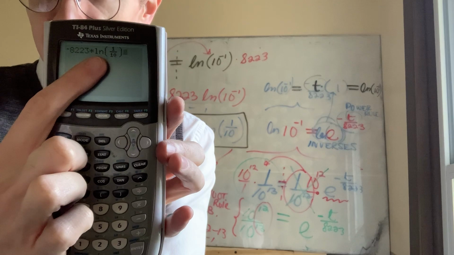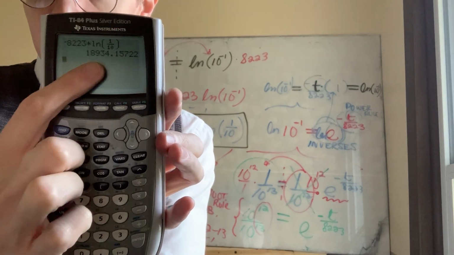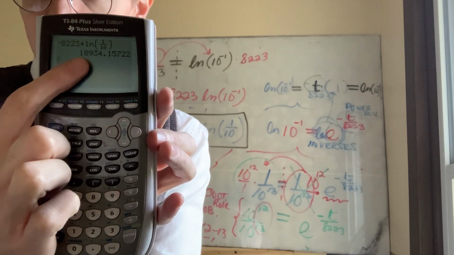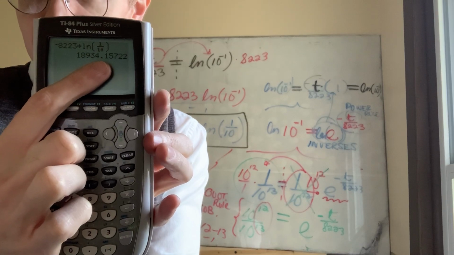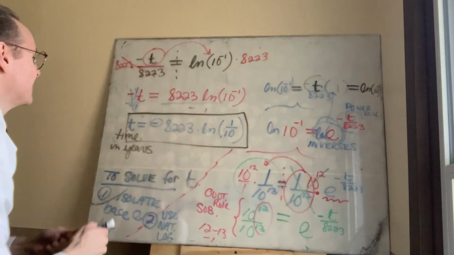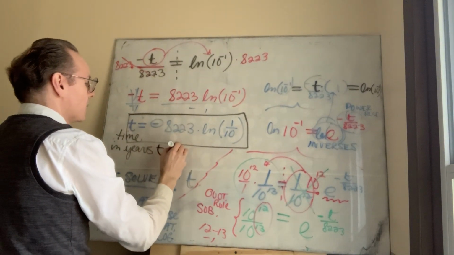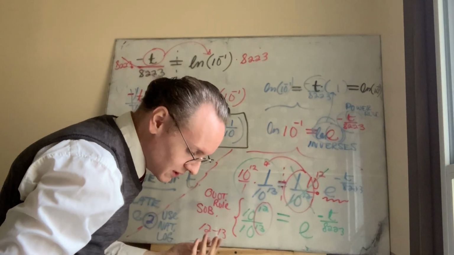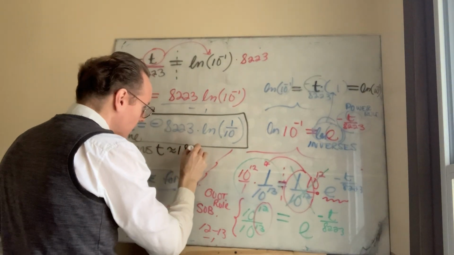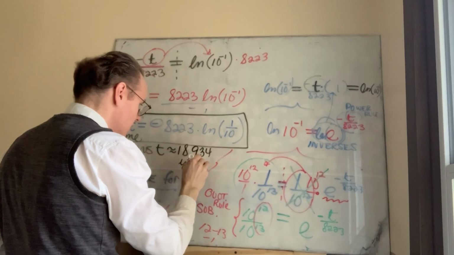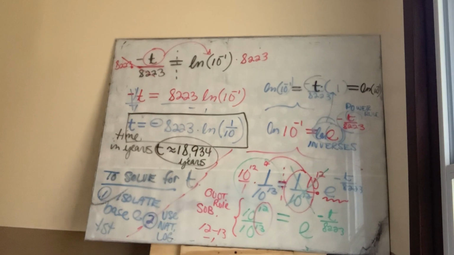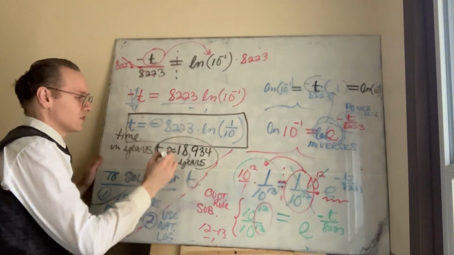This is good to go. Negative 8,223 times the natural log. Enter. 18,934.15722. So just shy of 19,000 years. Time is approximately, if I rounded it to the nearest year, and I didn't really specify, it would be 18,934 years, approximately. Right. That's how long it would take. Well, pardon me, that's how old the fossil is.